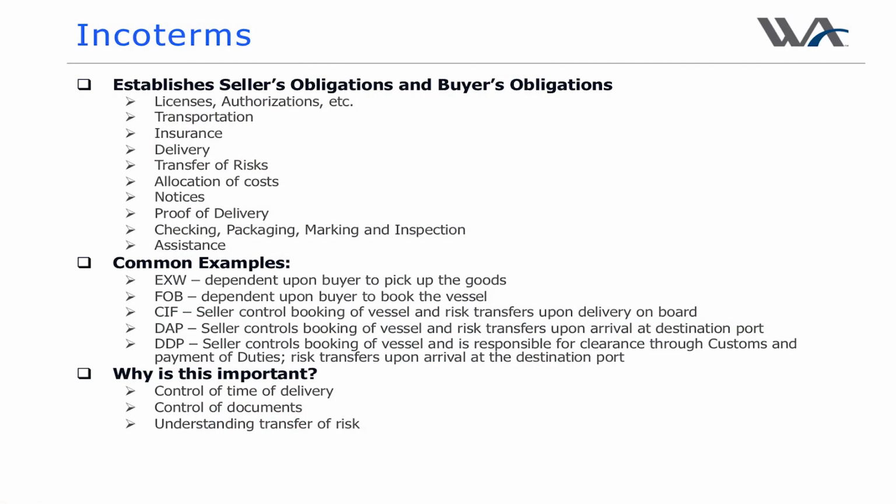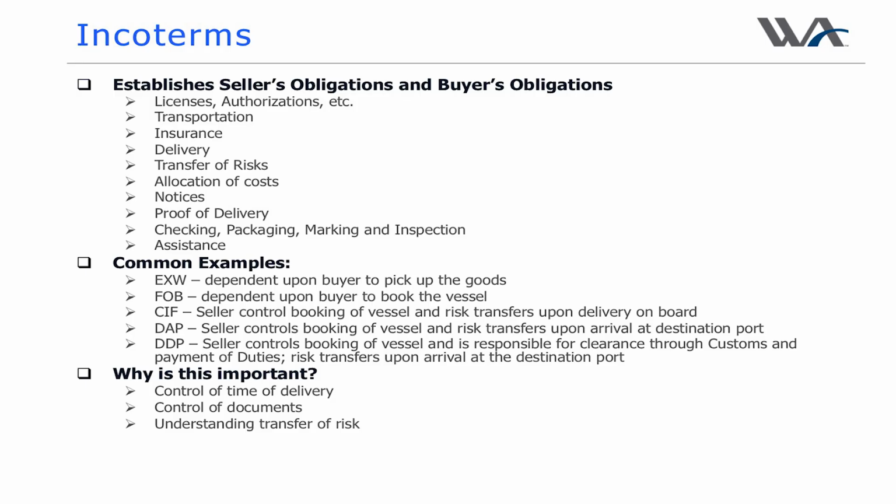One of the things I mentioned is that the terms of trade, Incoterms, are included in the letter of credit language. It will say what Incoterms are used. The reason Incoterms are so important is they establish the obligations of the seller and the obligations of the buyer, and when risk transfers from one party to the other.